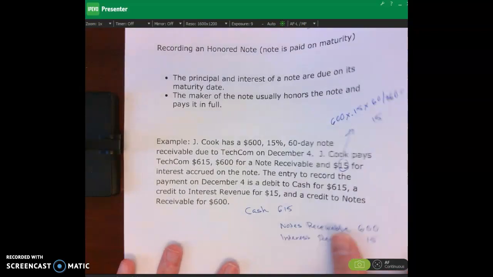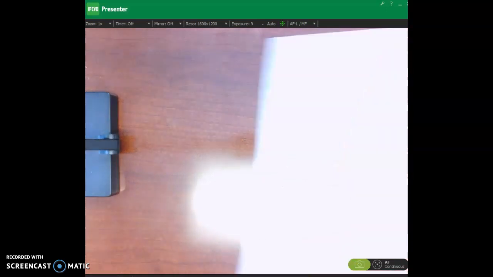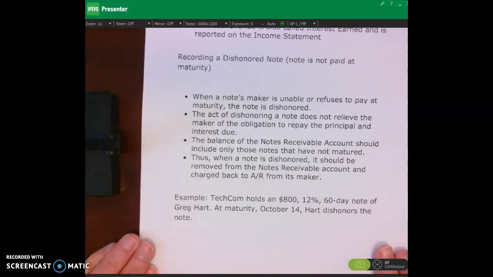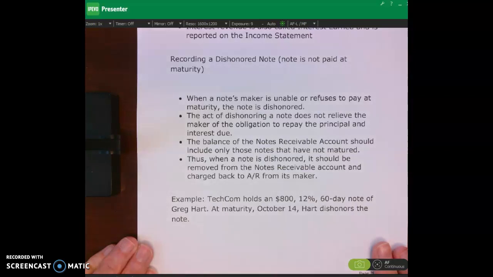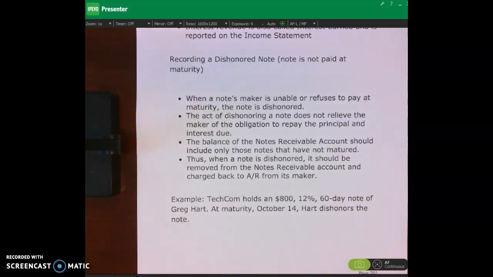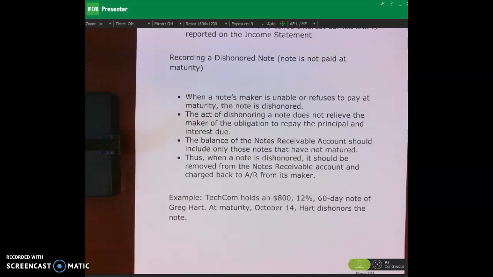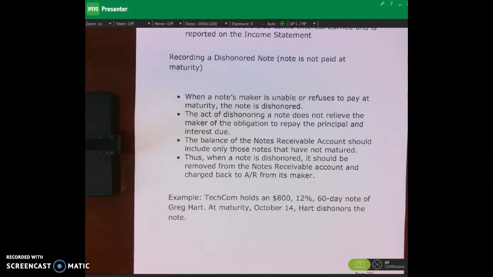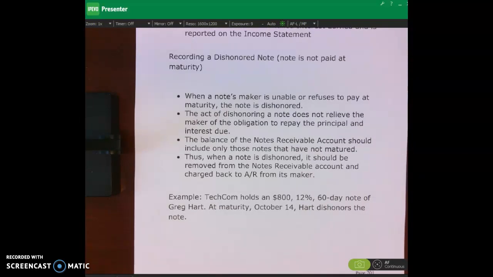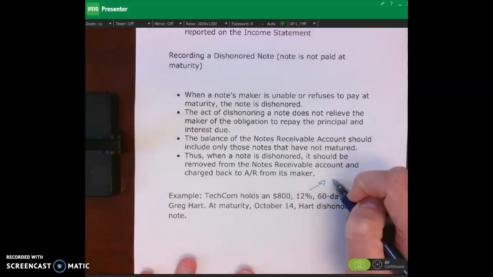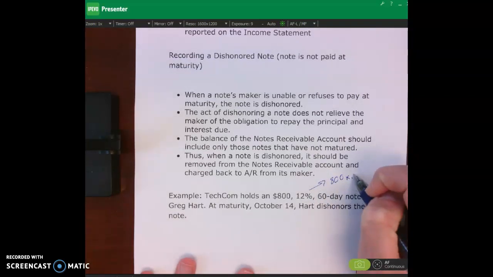All right, let's record the situation where we don't get paid on time. TechCom holds an $800 12% 60-day note for Greg Hart. At maturity on August 14th, Greg Hart does not pay us. Remember, we're TechCom. What do we do? Well, first I'm going to calculate the interest that would be owed: 800 times 0.12 times 60 divided by 360, which equals $16.